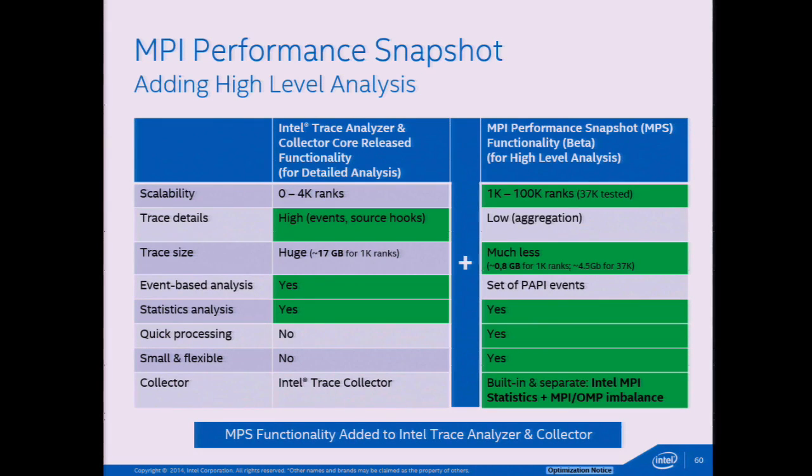On the flip side, the MPI Performance Snapshot is really meant for applications that run anywhere between 1,000 to even 100,000 MPI cores. We have tested it internally up to 37,000 MPI ranks. If you're collecting data for 1,000 ranks, then the amount of data collected is actually less than 1 gigabyte.